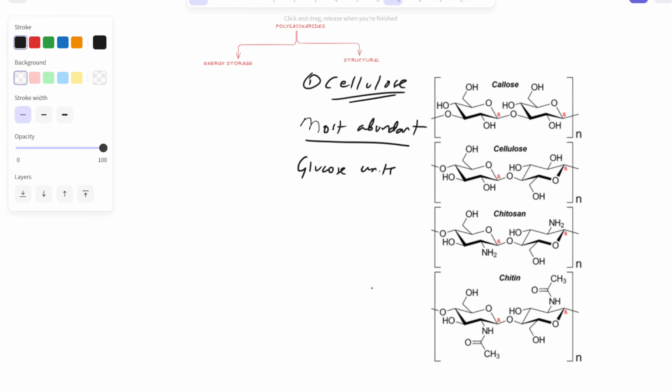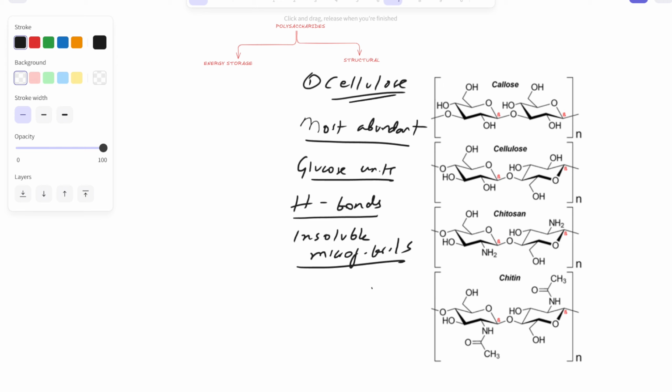It forces adjacent glucose units to flip 180 degrees relative to each other, allowing extensive intermolecular hydrogen bonding between parallel cellulose chains. This creates strong, insoluble microfibrils that provide immense tensile strength. Think of the sturdy trunk of a banyan tree. Humans and most mammals lack the enzyme beta-glucosidase, which is used to hydrolyze these beta 1,4 bonds.